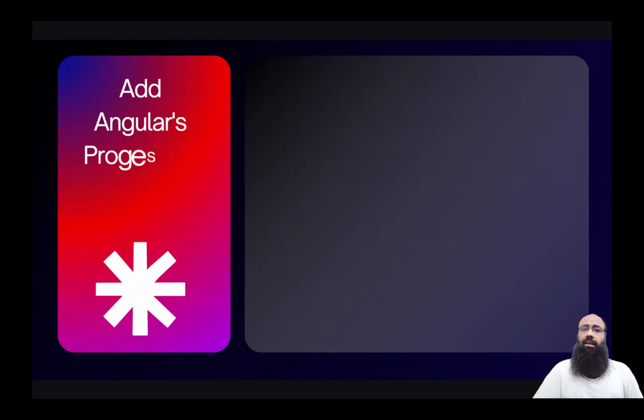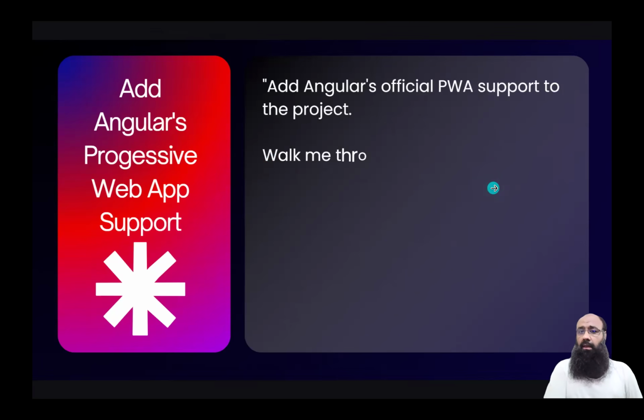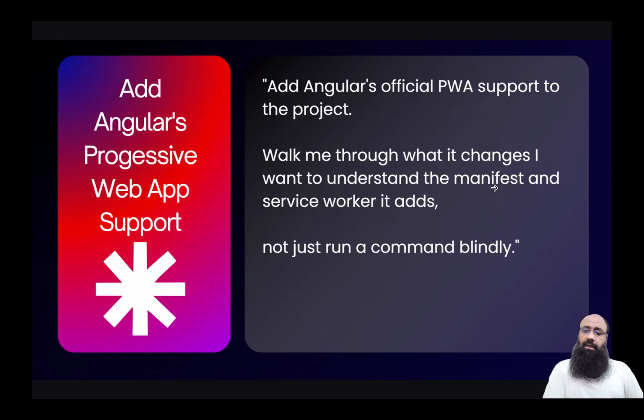Then comes adding Angular progressive web app support. Angular does support creating PWA apps. So what I'm suggesting here is: add Angular's official PWA support to the project. Walk me through what it changes. I want to understand the manifest and service worker it adds, not just run a command blindly. So I'm just instructing Claude what to do.